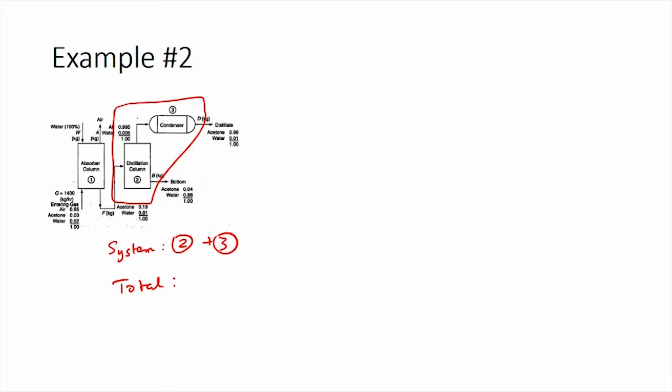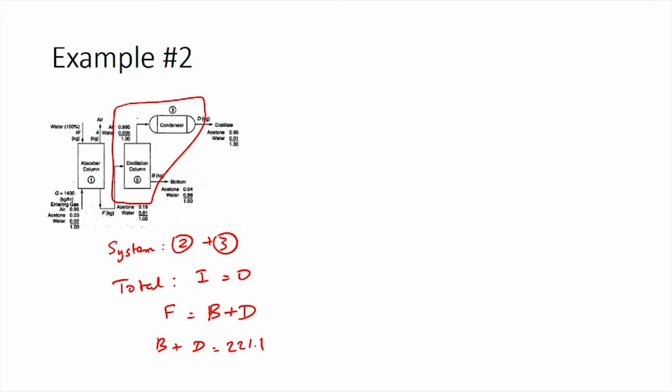So, for that let us write a total balance. The total balance would be input equals output, which is F equals B plus D. We already know the value of F, so we can substitute it here and get B plus D as 221.1.